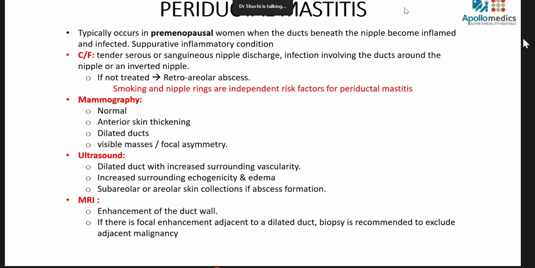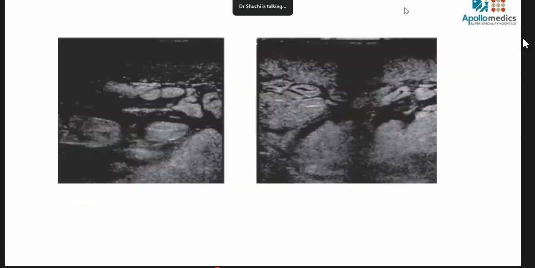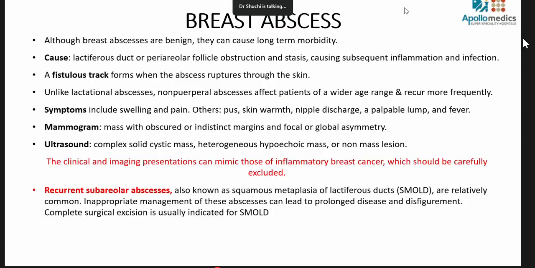On MRI, enhancement of the duct wall, and if there is a focal enhancement adjacent to the duct, dilated duct, a biopsy is always recommended to exclude adjacent malignancy. Only duct, no issues. Enhancement of duct wall, that is also okay. But if you have enhancement adjacent to it, please go for a biopsy. So these are the features of periductal mastitis on ultrasound.